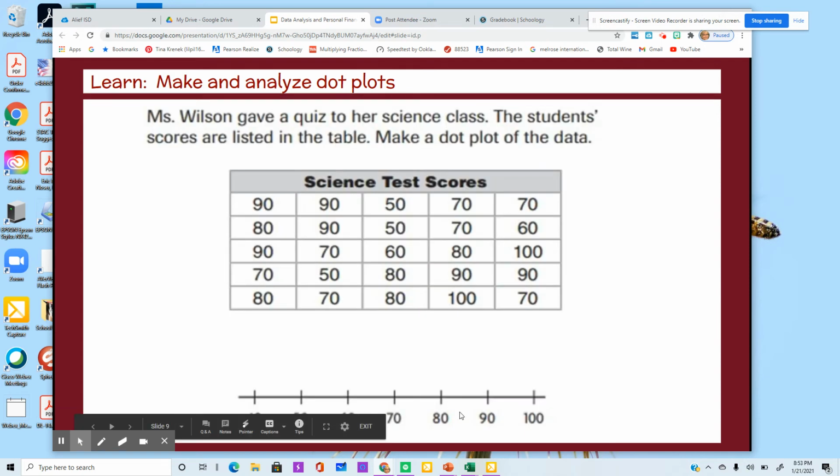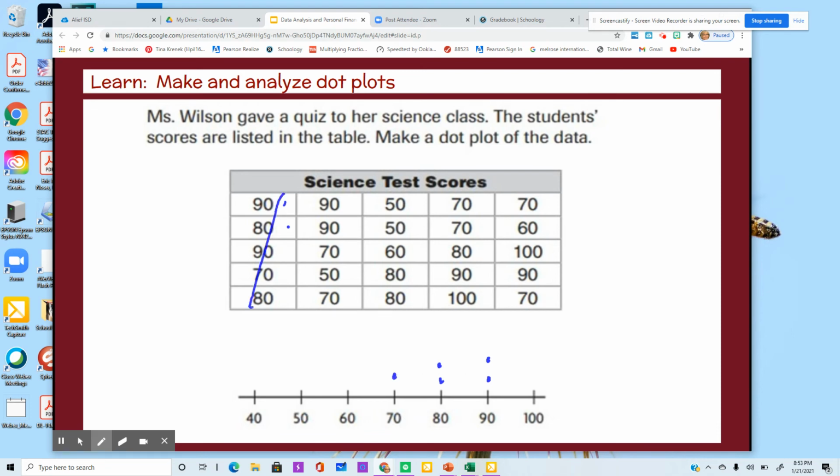Mrs. Wilson gave a quiz to her science class. The student scores are listed in the table. Make a dot plot of the data. Okay, just like we did. We're going to just take each score and put it over a dot. So I have 90, 80, 90, 70, 80. So this row is done.